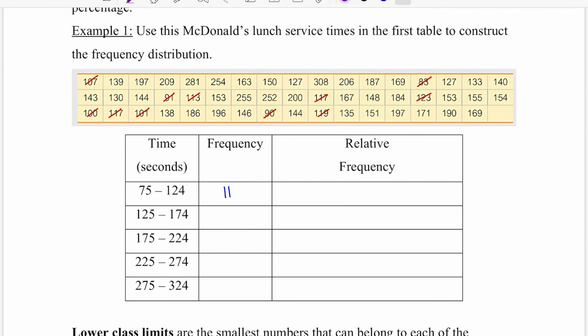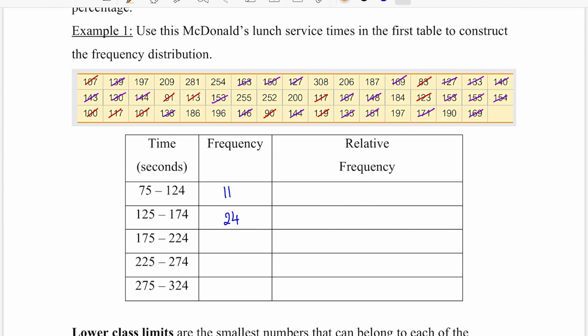The second class is from 125 to 174. The count goes up to 24.